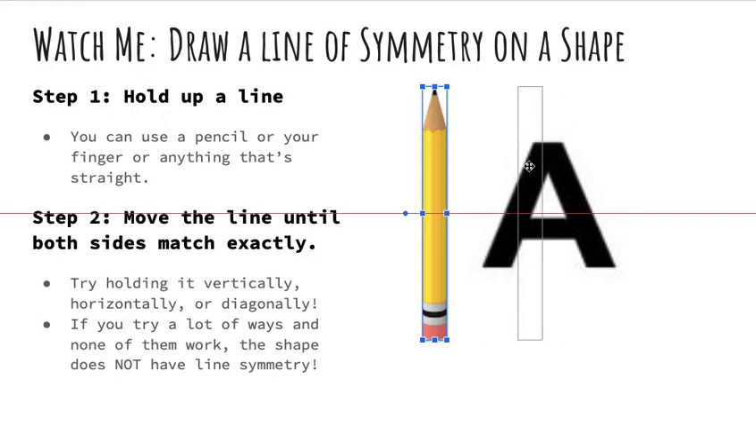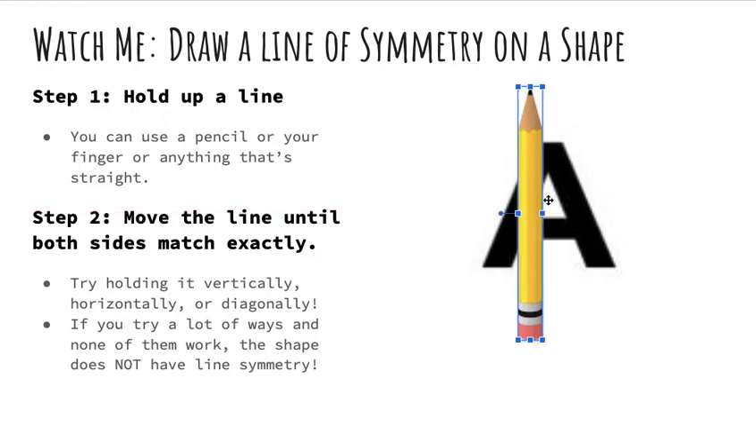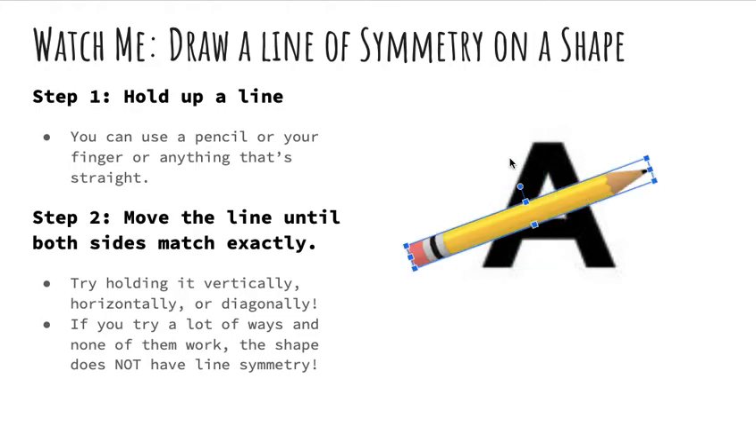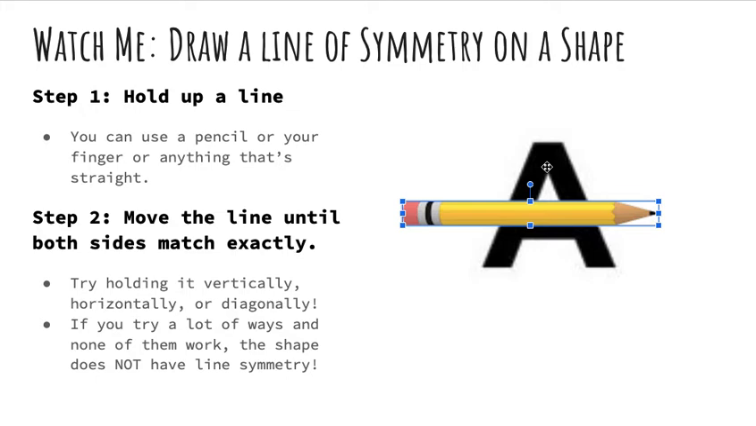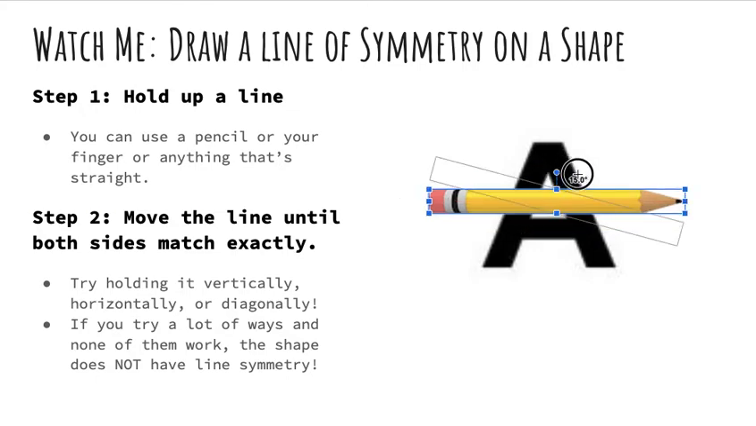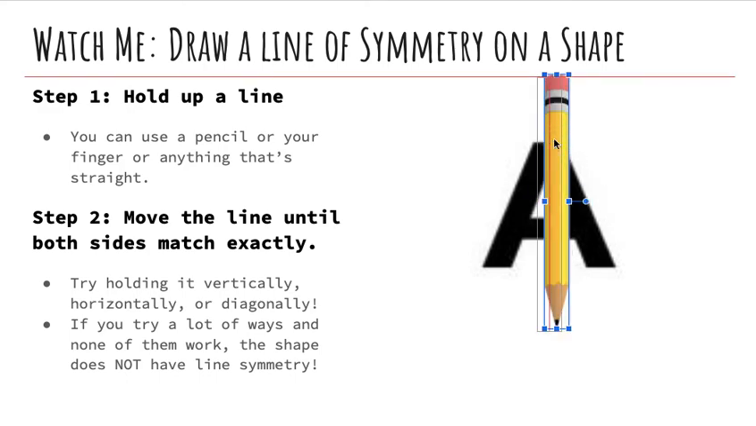looking at match exactly. So if I put it here, nope, that wouldn't work because this side is so much smaller than this side on the A. I could rotate it around and I'm still not there yet. That's not symmetrical. I could make it straight like that, but you see the top is a lot smaller than the bottom, so I'm not there yet. I'm going to try going straight up and down on the middle and see if that works.